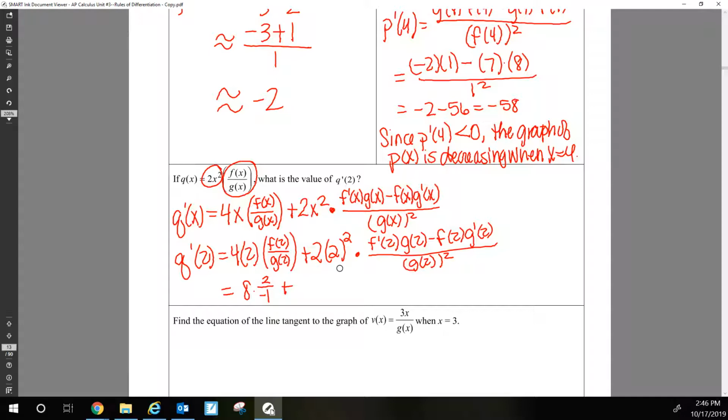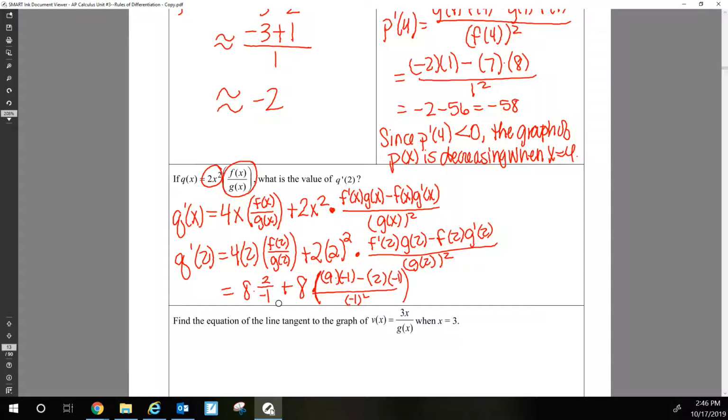Plus 2 times 2 squared. 2 squared is 4 times 2 is 8 times this whole big thing, right? So the derivative of f at 2 is 9 times, I'm going to put parentheses around it so I don't forget. G of 2 is negative 1 minus f of 2 is 2 times the derivative of g at 2 is negative 1. All over g of 2, which is negative 1, squared.